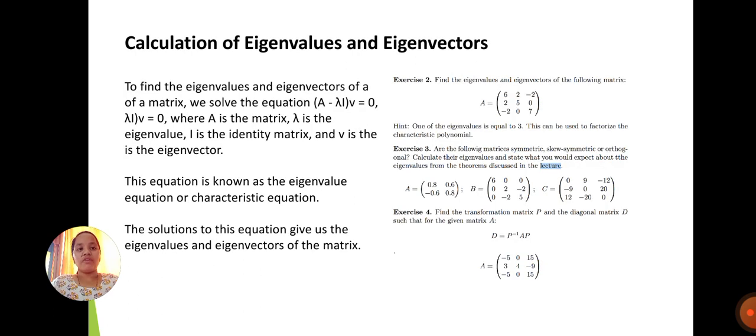Calculation of eigenvalues and eigenvectors. To find the eigenvalues and eigenvectors of a matrix, we solve the equation (A minus lambda I) times V is equal to 0, where A is the matrix, lambda is the eigenvalue, I is the identity matrix, and V is the eigenvector. This equation is known as the eigenvalue equation or characteristic equation. The solution to this equation gives us the eigenvalues and eigenvectors of the matrix.